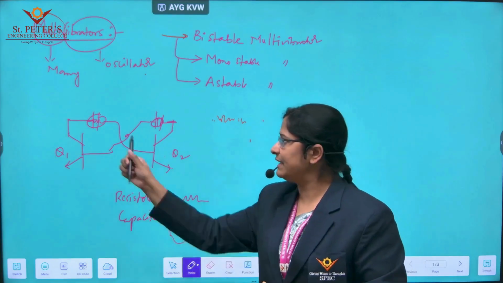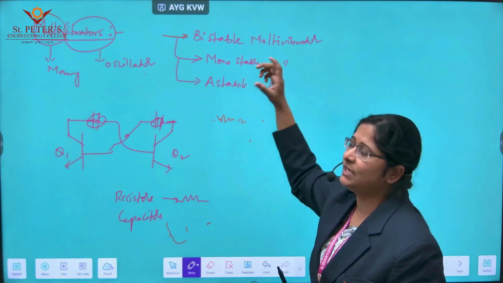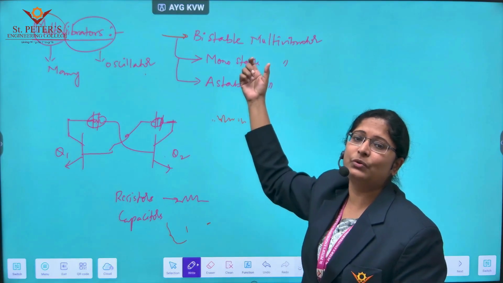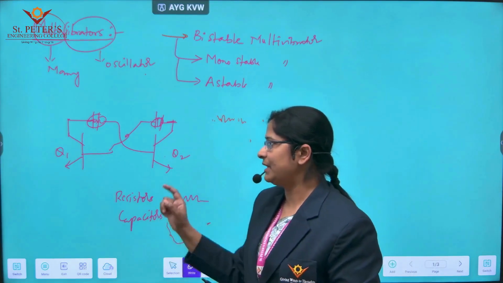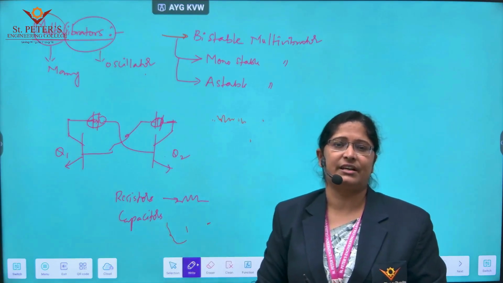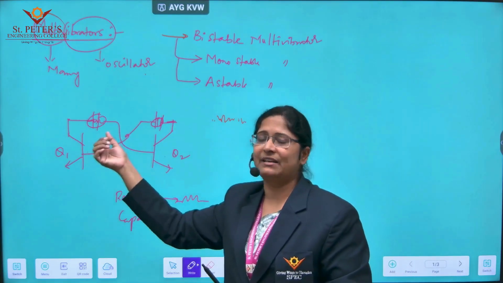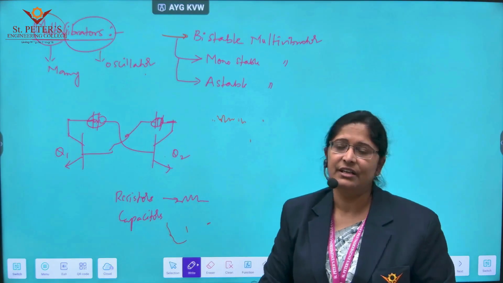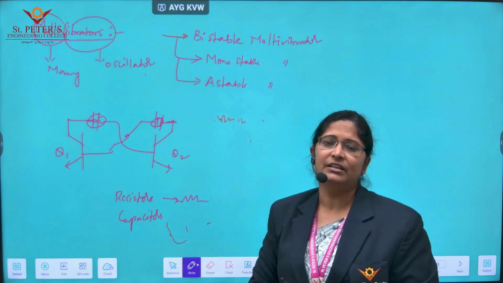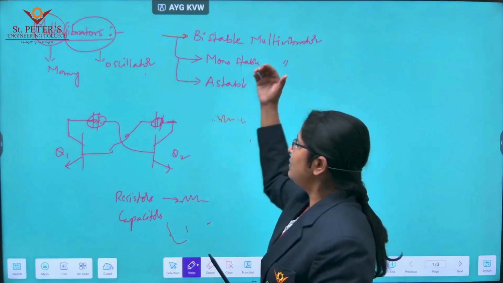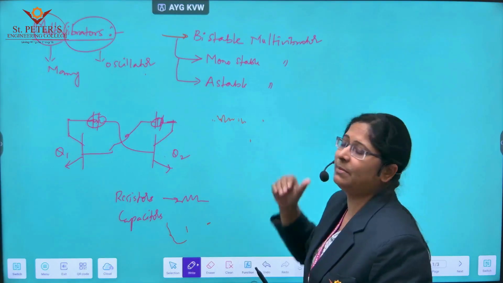So based on these coupling elements, our multivibrators are classified into three different types: bistable multivibrator, monostable multivibrator and astable multivibrator. In bistable multivibrator, both the coupling elements we are using are resistors. In monostable multivibrator, one coupling element is a capacitor and the other is a resistor. And in astable multivibrator, both the coupling elements we are using are capacitors. So in this way our multivibrators are classified: bistable, monostable and astable.